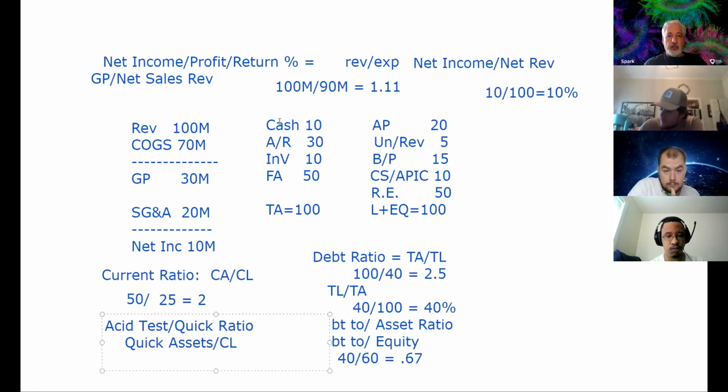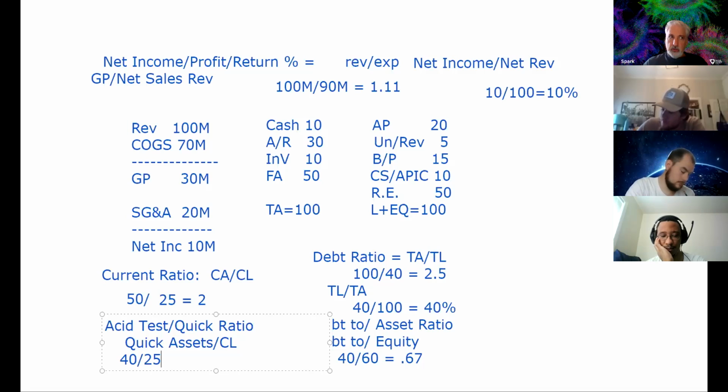I told you I had cash, receivables, and inventory in my current assets. One of those is not in our quick asset ratio. It's not as liquid as the other two. Can you tell me which one that is? Inventory. So I'm going to take out inventory and I'm going to do 40 by 25.